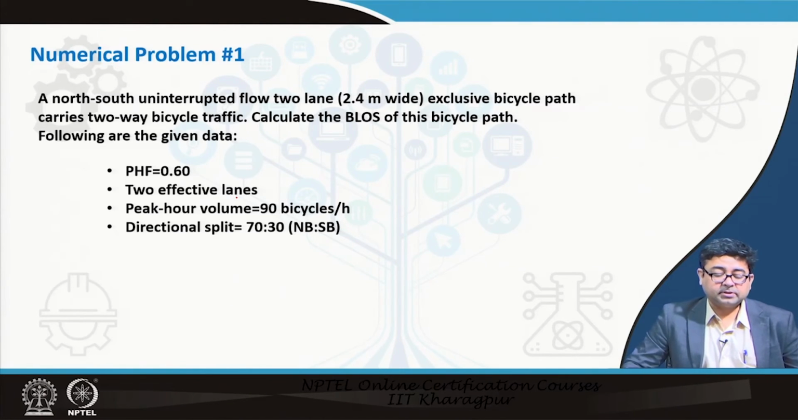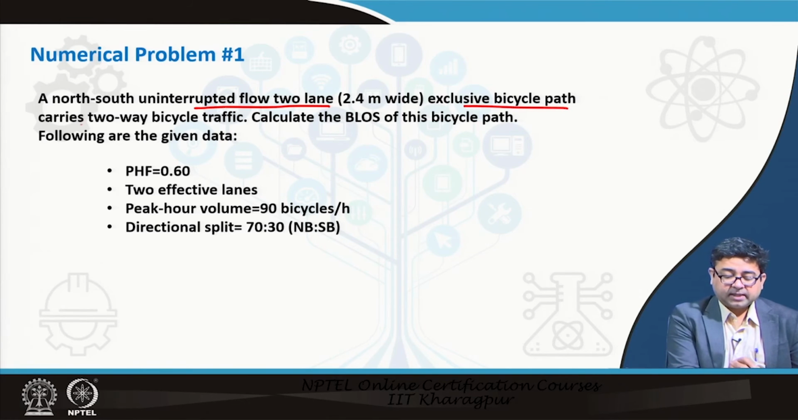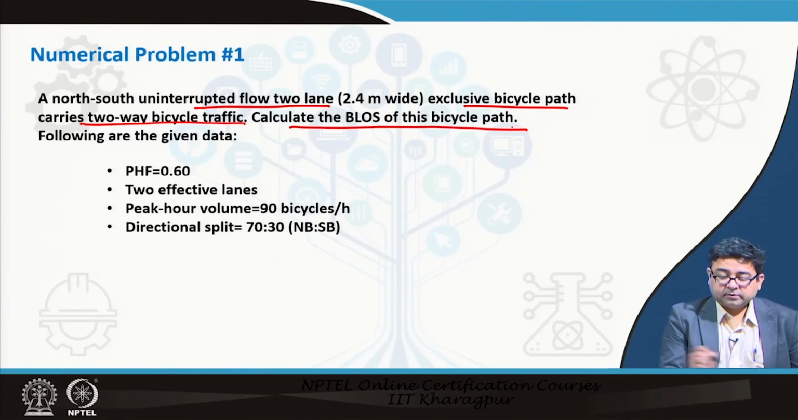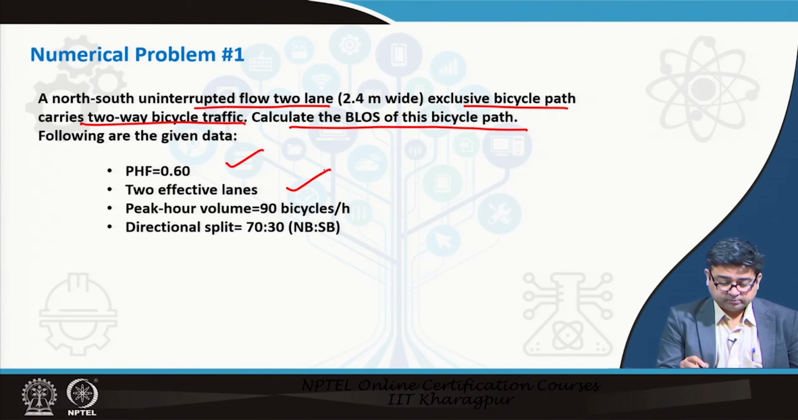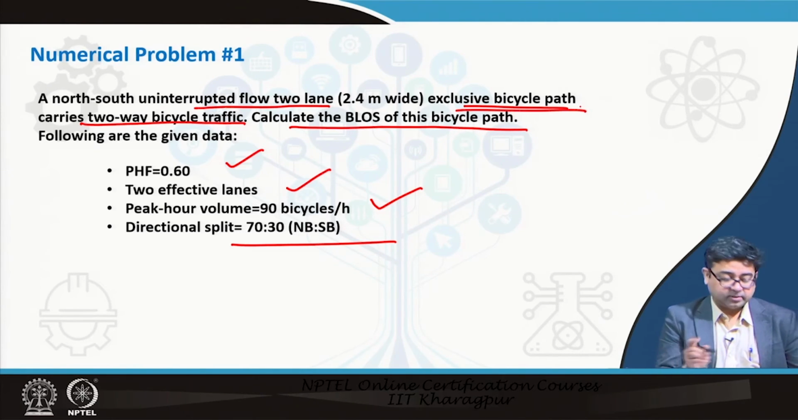So, the first example says: in a north-south uninterrupted flow, a two-lane exclusive bicycle path carries two-way bicycle traffic. Calculate the BLOS for this bicycle path given the following data. Peak hour factor is 0.6, there are 2 lanes, the peak hour flow is 90 bicycles per hour and the directional split is 70-30. So, what do you know about it? It is an uninterrupted flow of 2 lanes, exclusive bicycle path.